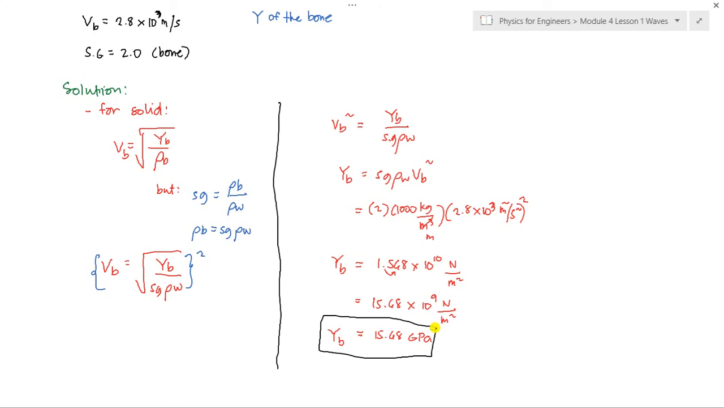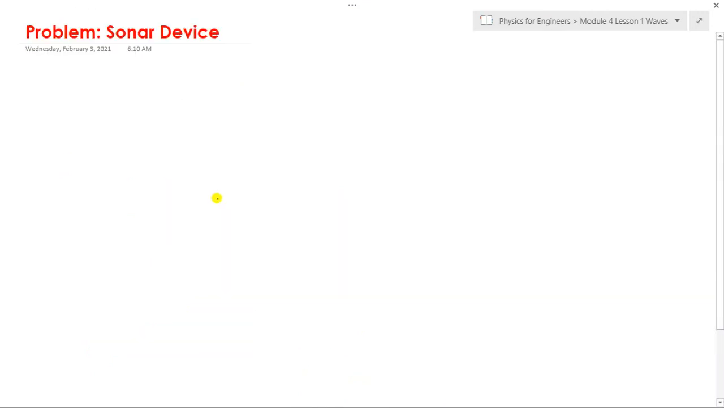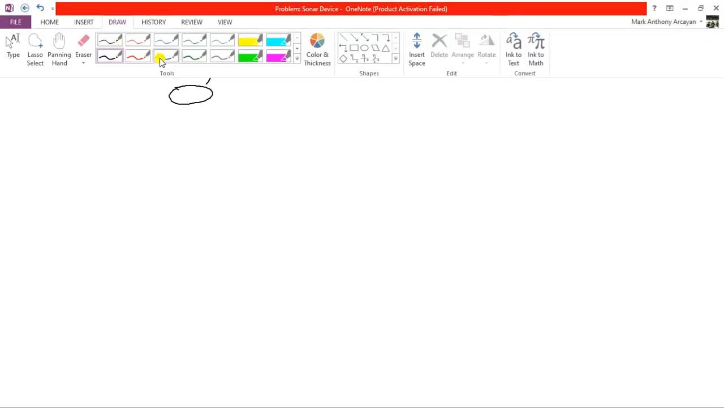Okay. So let's proceed to the next example. We have here a sonar device, but let me draw it first. This is a real application, a nice one, so please take note of this. Let's say we have a sonar device used in search and rescue. It is an indirect way of mapping where the shipwreck is located.